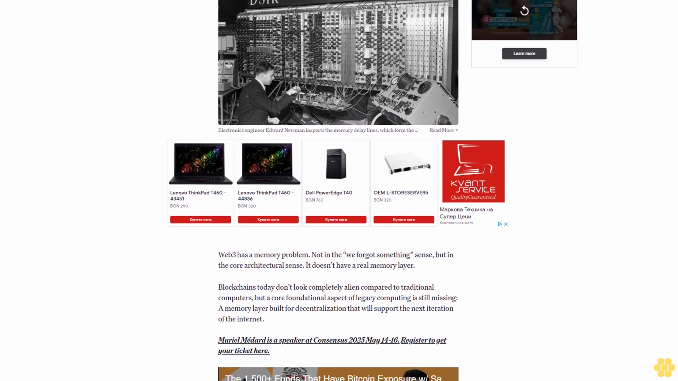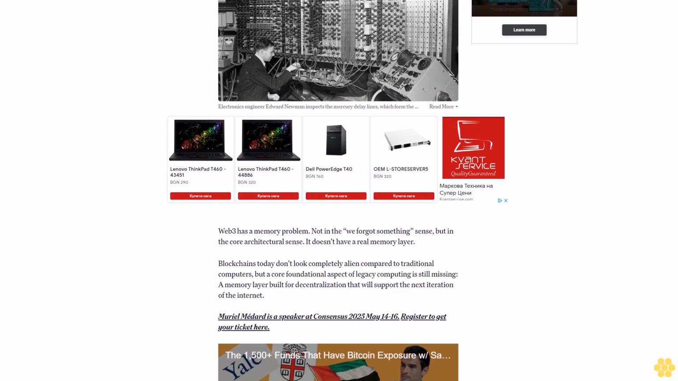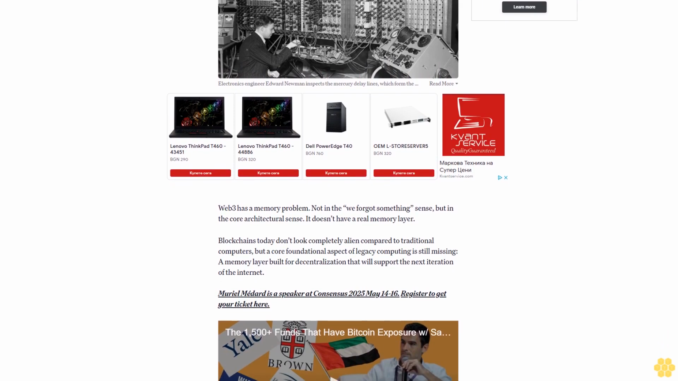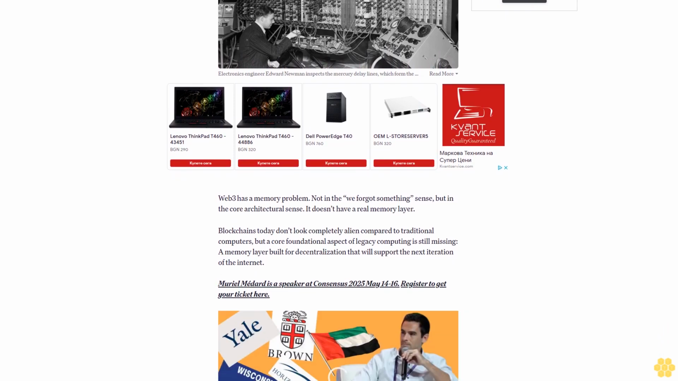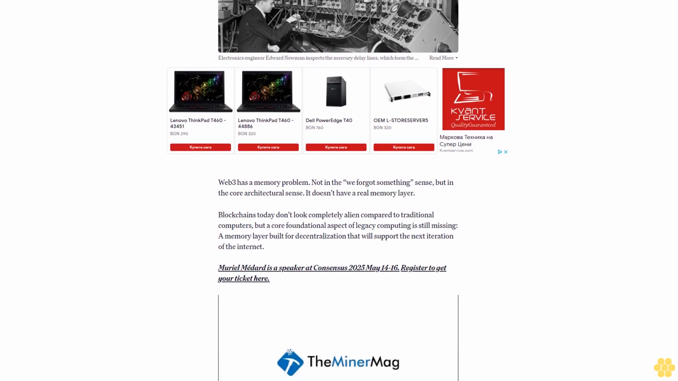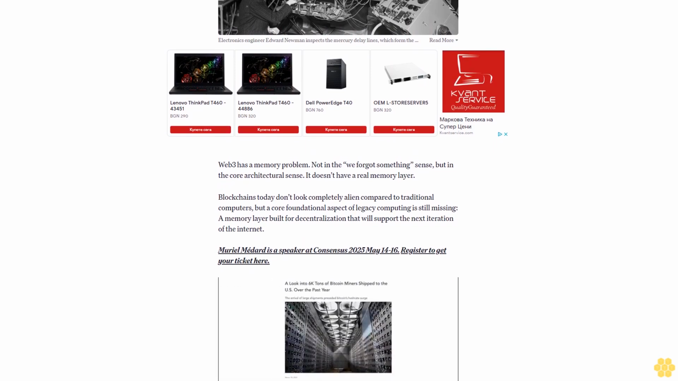Web3 has a memory problem. Not in the we forgot something sense, but in the core architectural sense. It doesn't have a real memory layer. Blockchains today don't look completely alien compared to traditional computers, but a core foundational aspect of legacy computing is still missing: a memory layer built for decentralization that will support the next iteration of the internet.